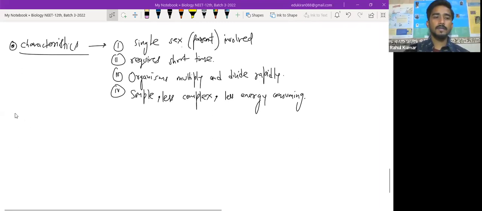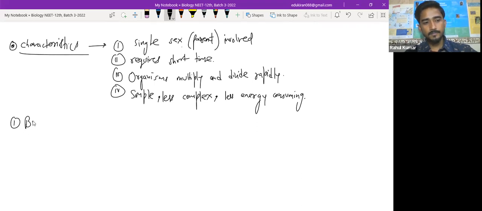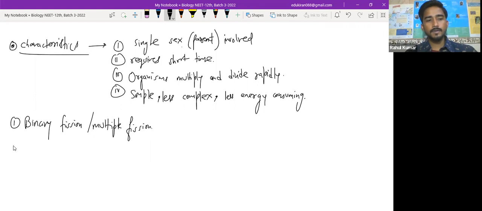So the processes that we are going to study in asexual mode will be, first, binary fission in detail, and along with binary fission we'll also be doing multiple fission. Second will be budding. Other modes, if you know, please tell me. Budding. What else are the asexual modes of reproduction?